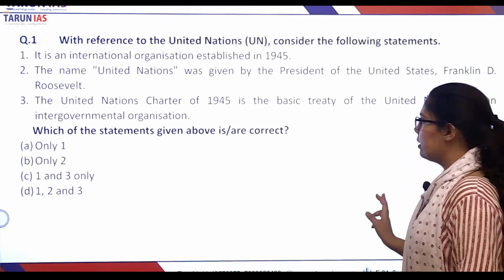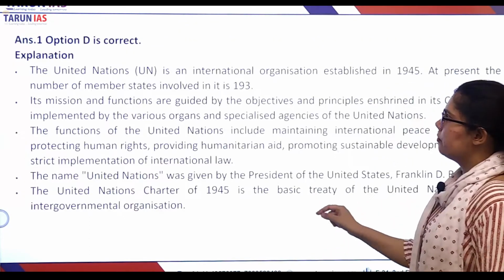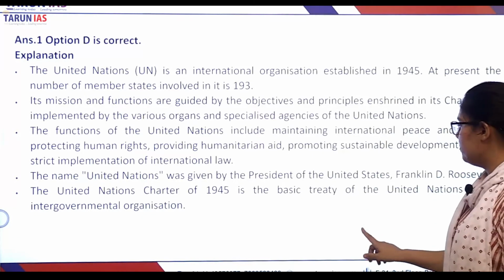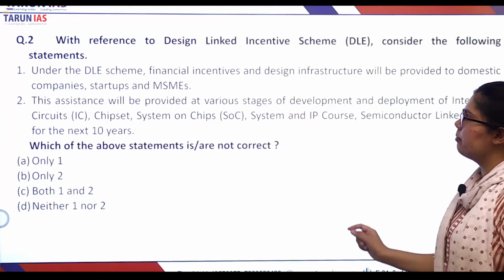Now we will move on to the next. This is the explanation. You can pause the video and read the explanation from here. I will move on to the next MCQ.